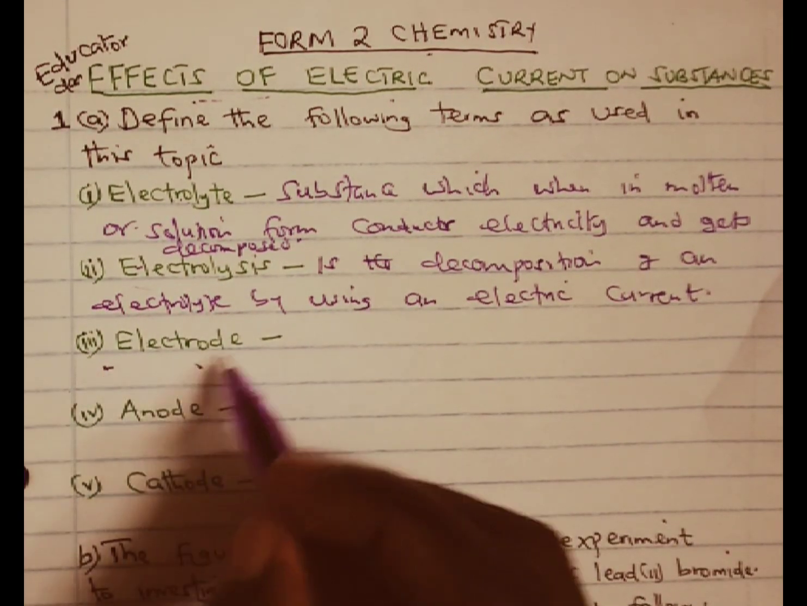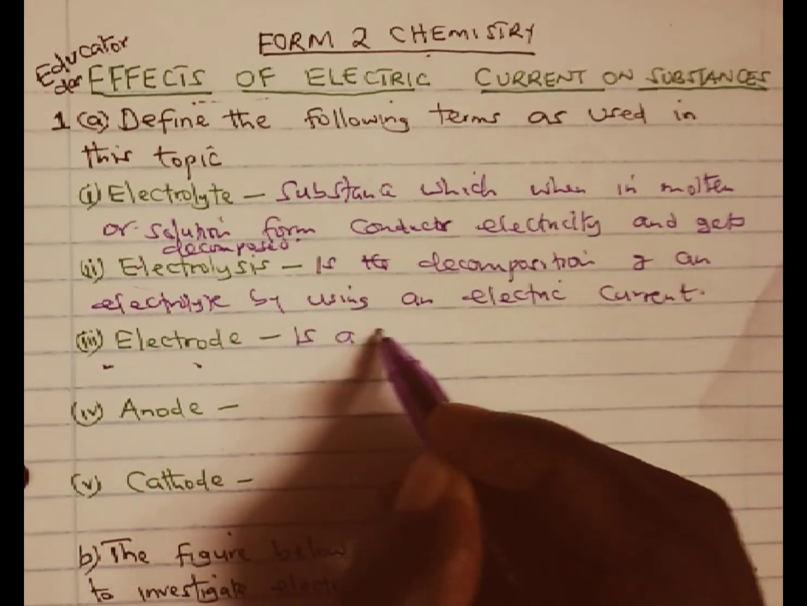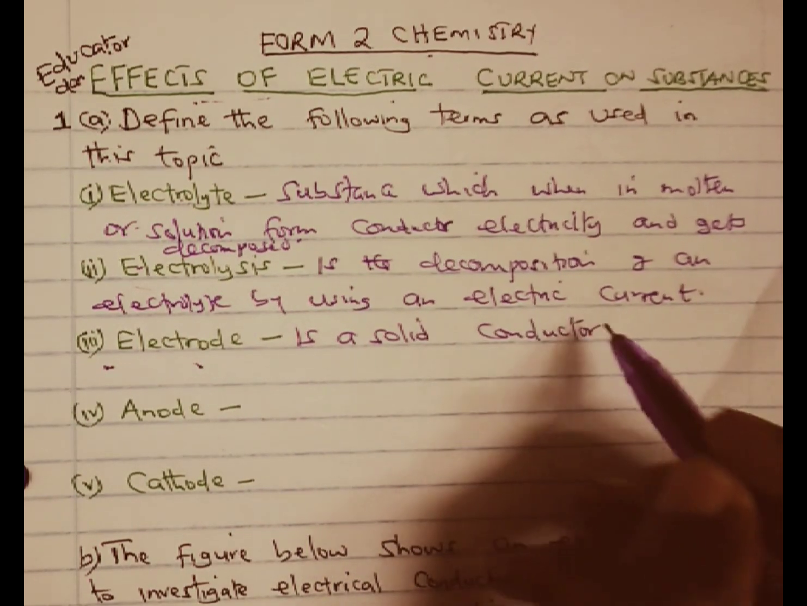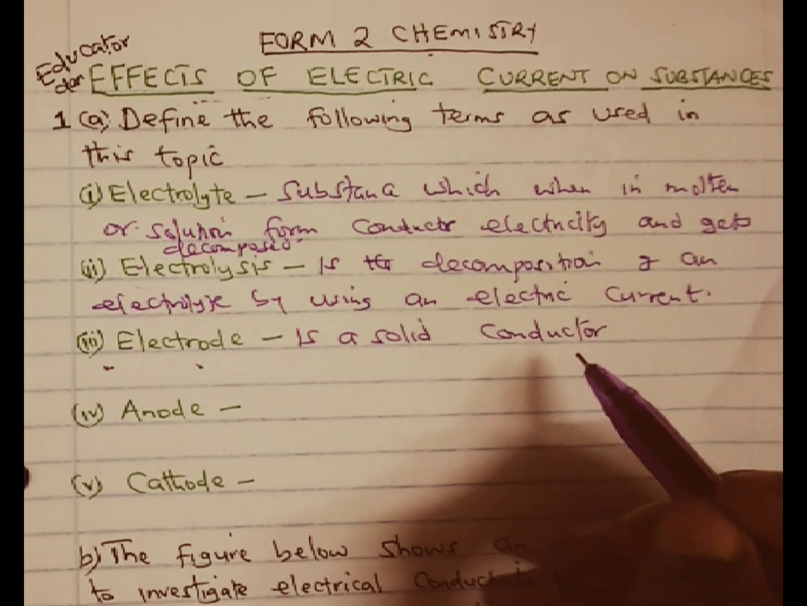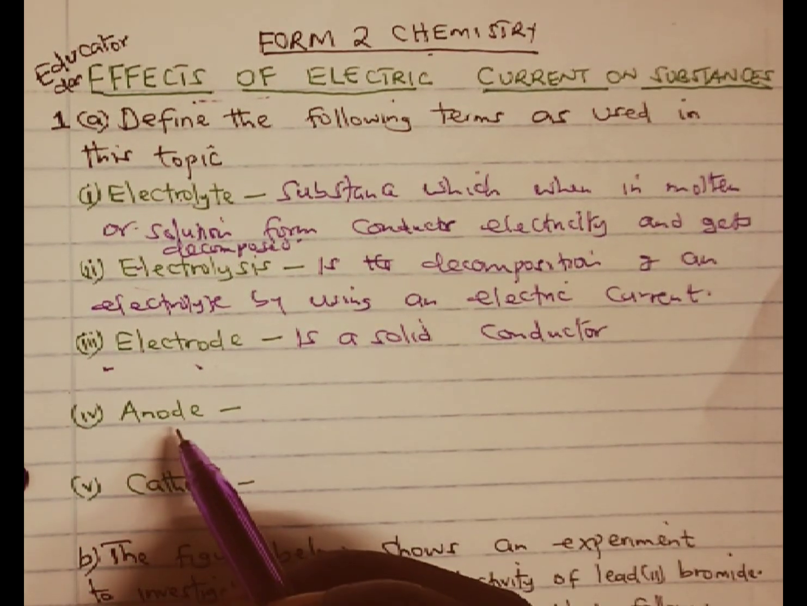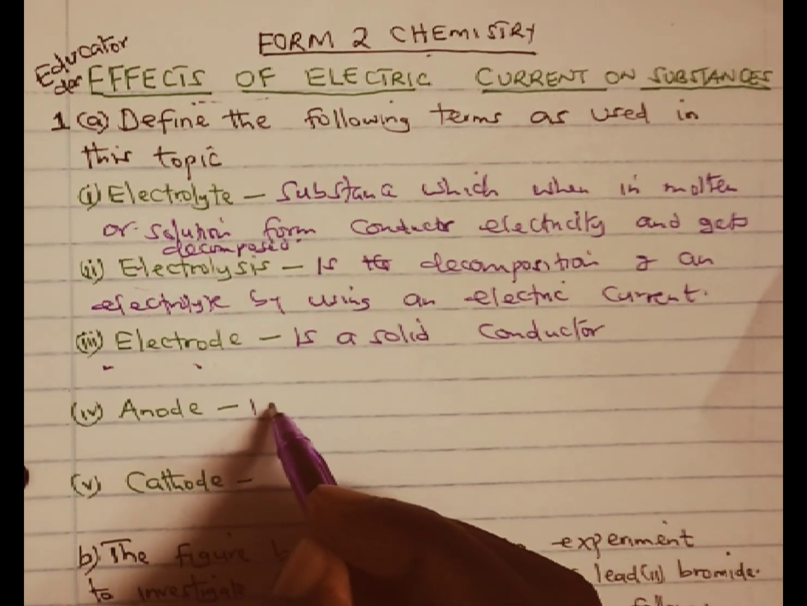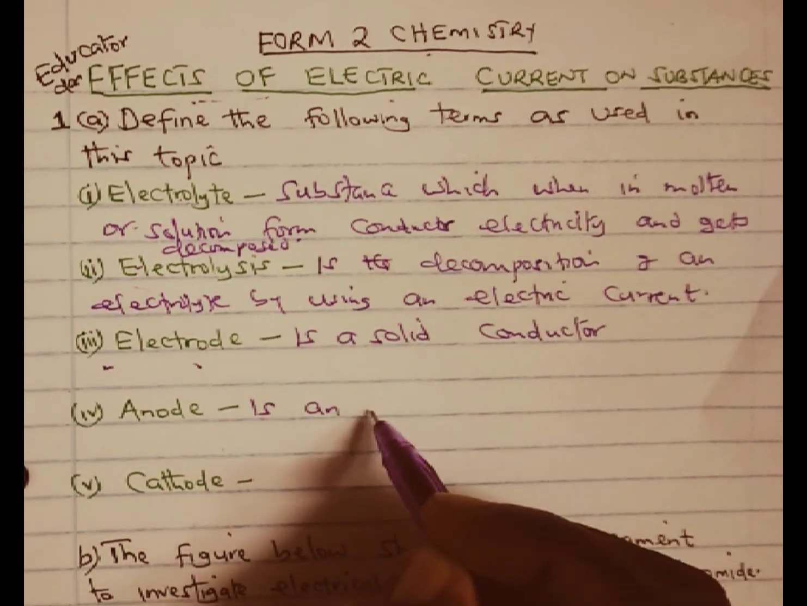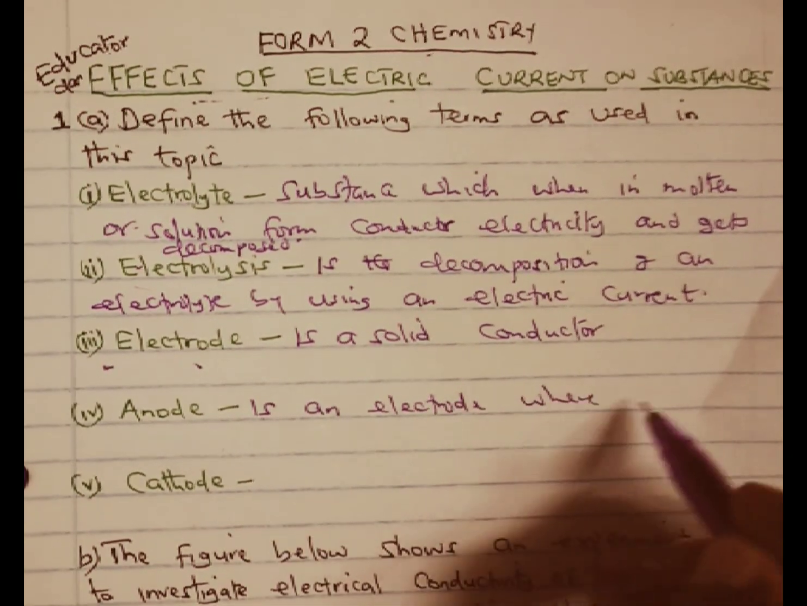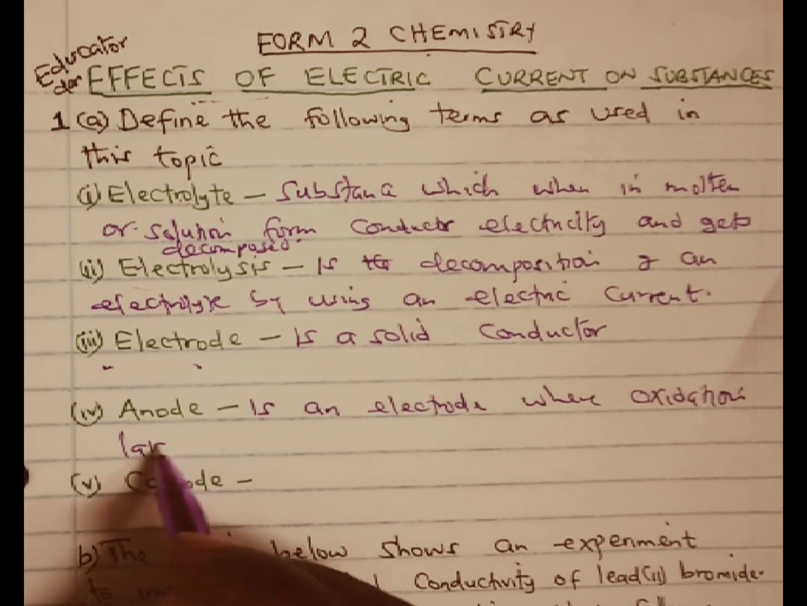Roman 3, we have an electrode. An electrode is simply a solid conductor. Remember, under this topic we have two electrodes, namely the anode and the cathode, and we are supposed to define what an anode means. And an anode is simply an electrode where oxidation process takes place.